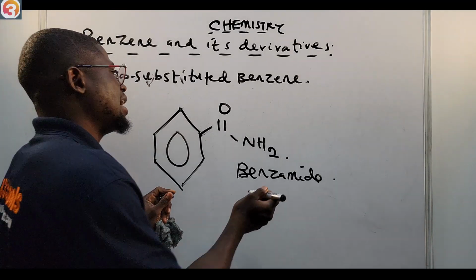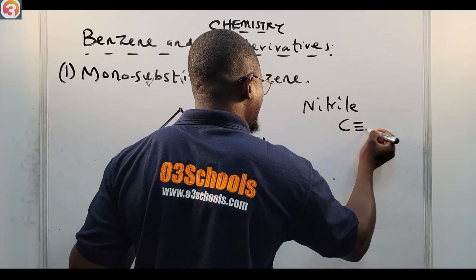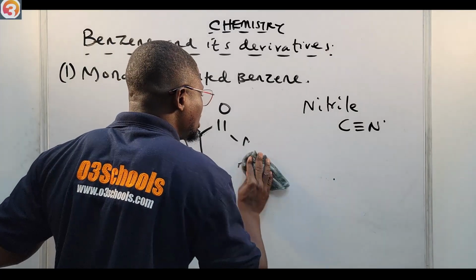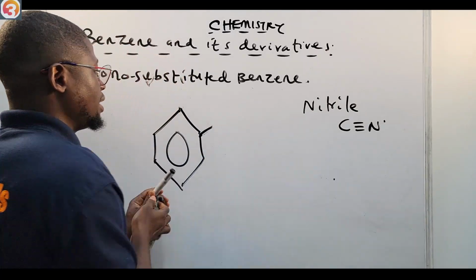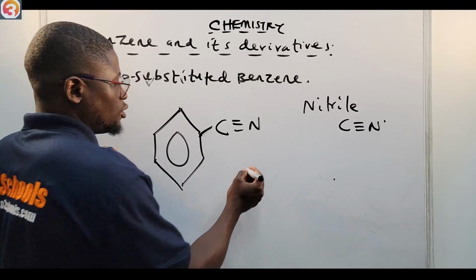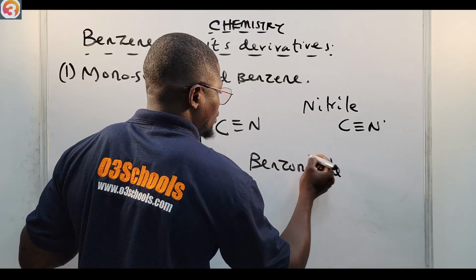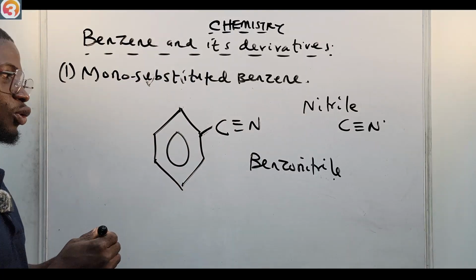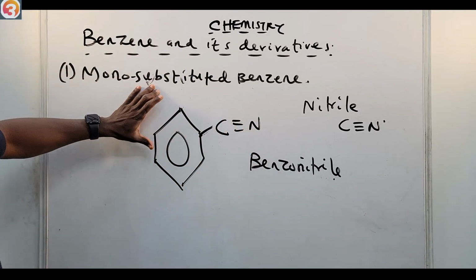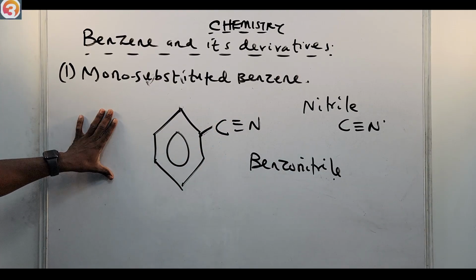But what if it's a nitrile group? When we were doing homologous series, we talked about the nitrile group. What is a nitrile group that's attaching itself to a benzene ring? So I'm going to have C triple bonded to N. This is called benzonitrile. So if it's a nitrile group, C triple bonded to N, attaching itself to this benzene ring, we call it a benzonitrile.